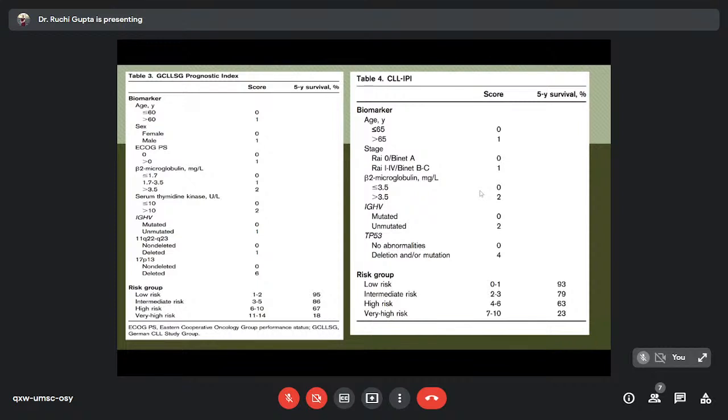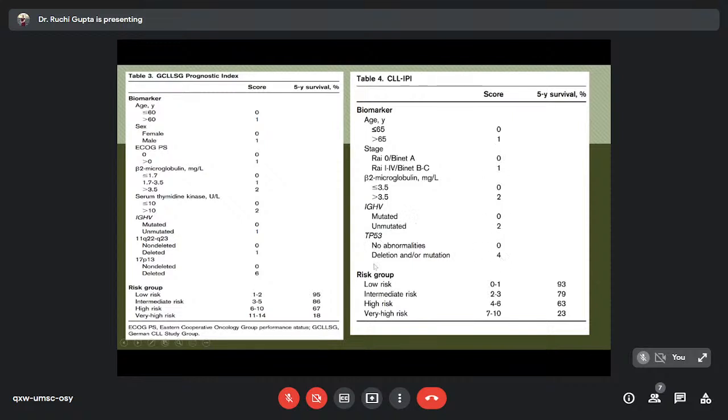So these are the two prognostic indices. This is one of the German CLL scoring group prognostic index, and this is the CLL-IPI. In the German group, approximately 7 biomarkers have been given a score of 0 to 1, as opposed to the IPI, where you have age, stage, beta-2 microglobulin, immunoglobulin variable chain mutated or unmutated status, and the status of TP53. So, no abnormality, or abnormality present or not.